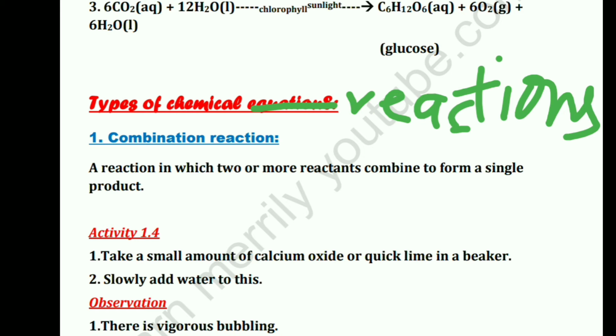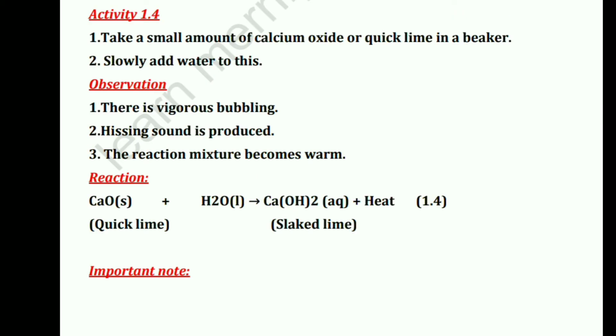Now in your book there is an activity for this, activity 1.4. Let's discuss it. Take a small amount of calcium oxide or quicklime in a beaker, and slowly add water to this. So what we are doing is preparing an aqueous solution of calcium oxide. Basically, we are reacting calcium oxide with water. Now what are the observations?